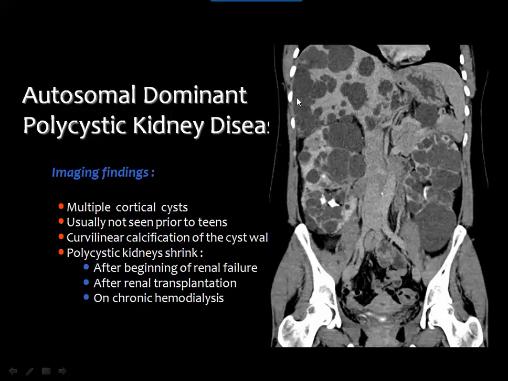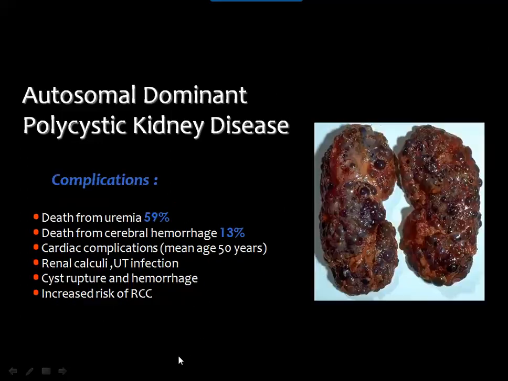Then this is an example of a bilateral polycystic kidney disease, adult type, with many cysts affecting both kidneys as well as the liver, and there may be some calcium in the cyst wall or in the renal parenchyma. Polycystic kidneys may shrink after beginning of the renal failure, or after a renal transplant, or on chronic hemodialysis.